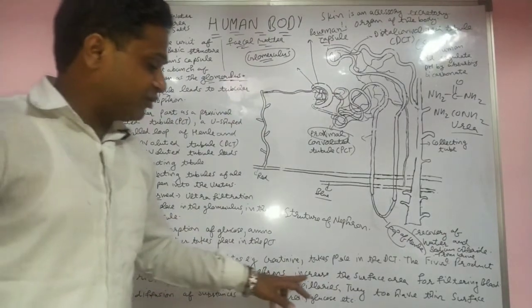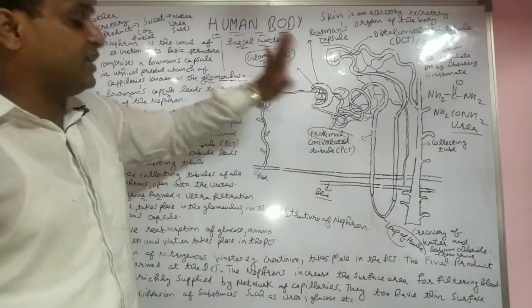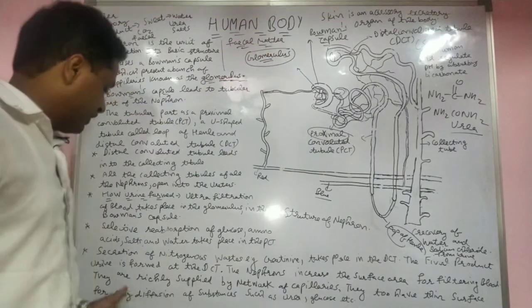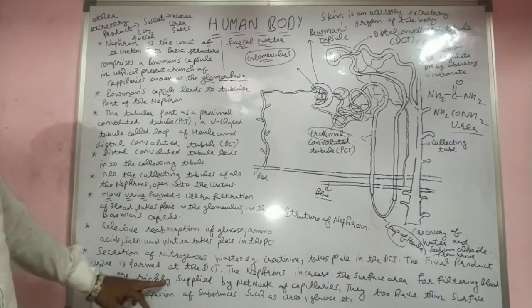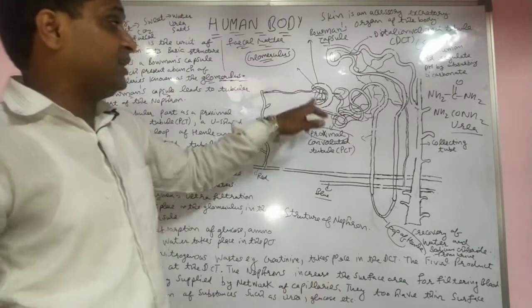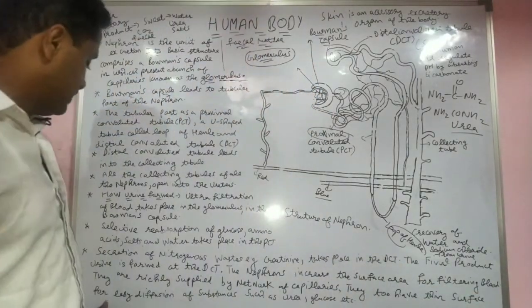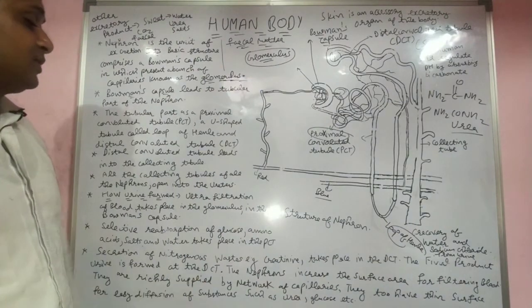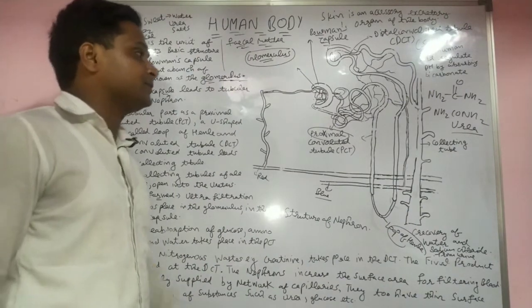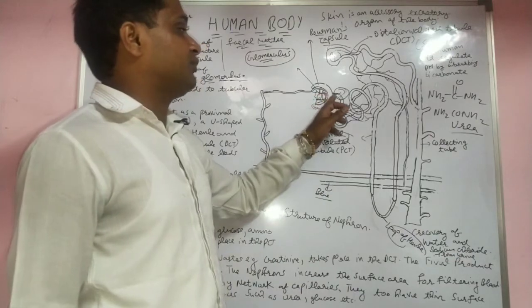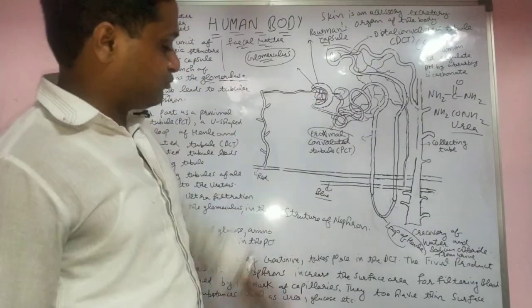The nephron increases the surface area for the filtration of the blood. They are richly supplied by a network of capillaries, a bunch of capillaries. They have a thin surface for easy diffusion of substances such as urea and glucose. Extra urea and glucose are filtered from there. That is the Bowman capsule.